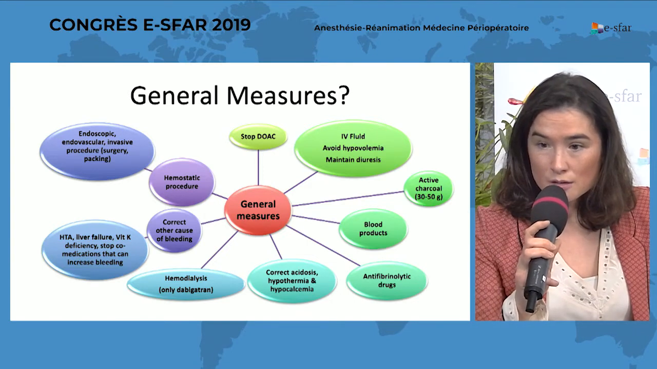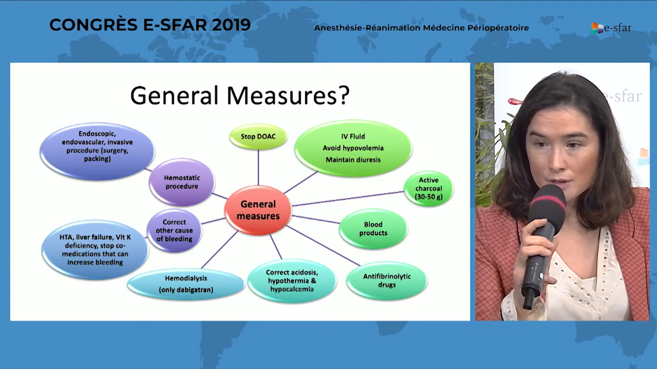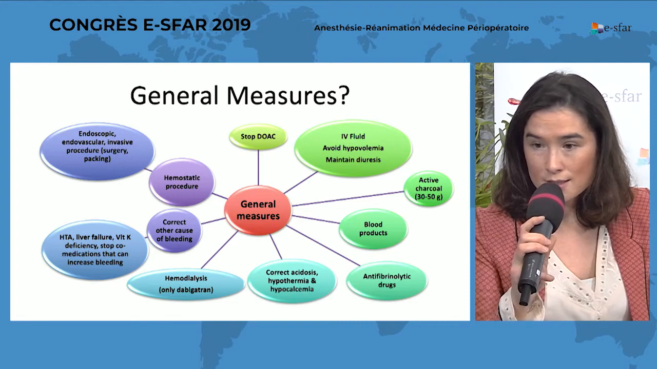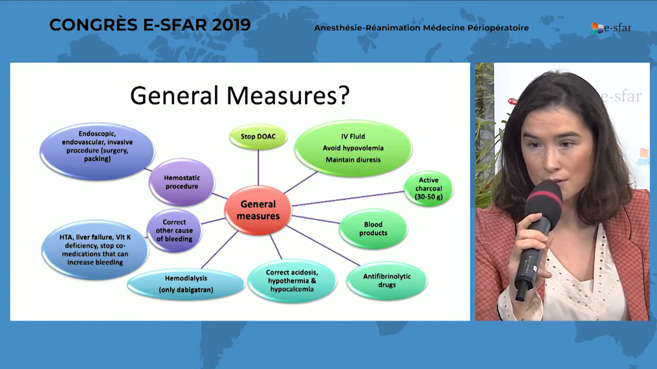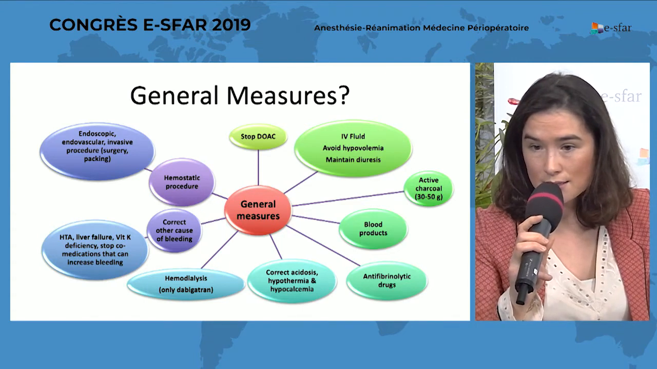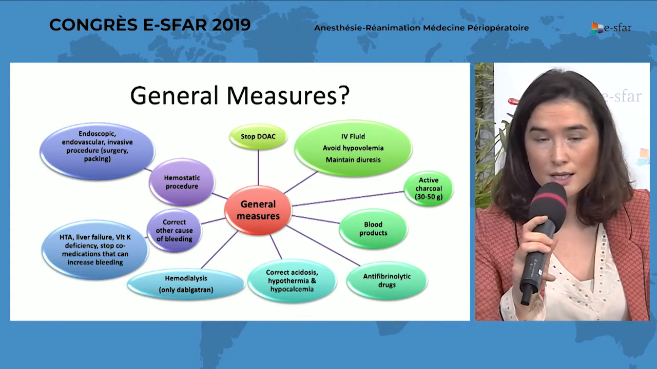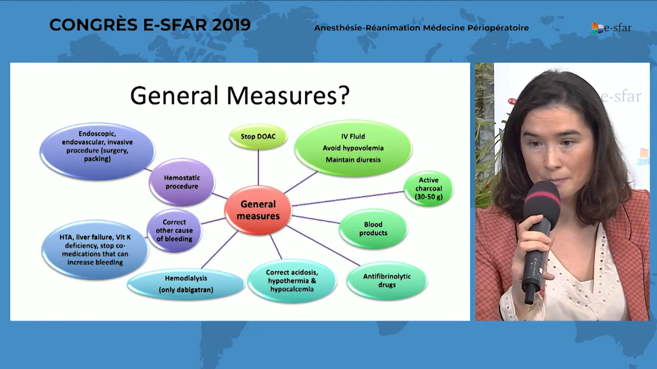Activated charcoal can be, of course, given when the patient has a recent intake of DOACs. It has been published up to 6 hours after the apixaban uptake, and in case of overdosage, that can be an important place. Hemodialysis is only for dabigatran because it has a low protein binding.